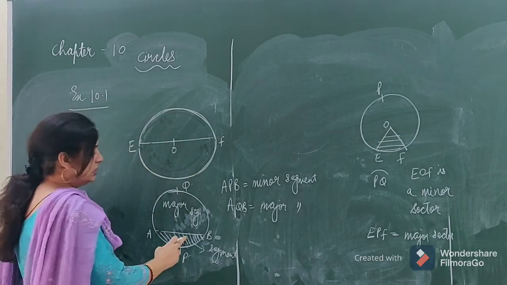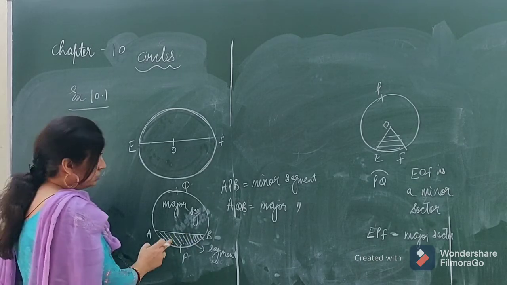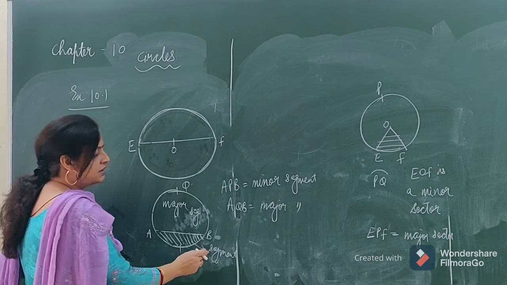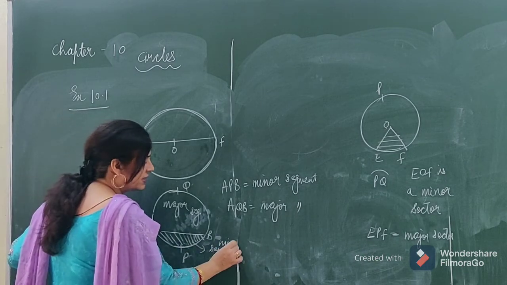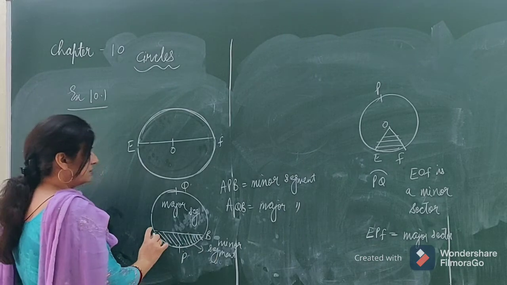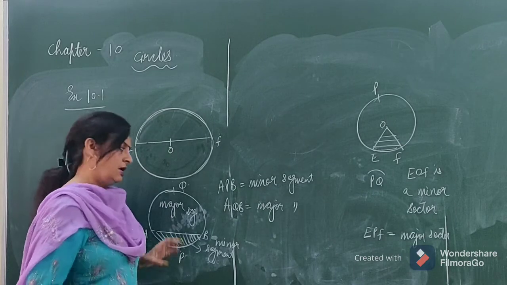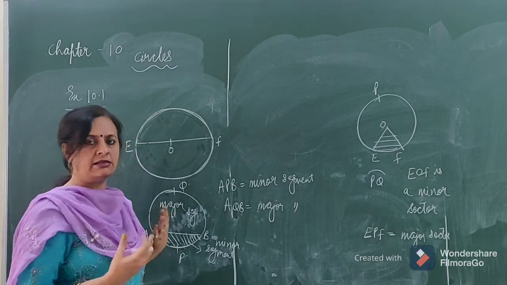The region between the chord and the corresponding arc is known as the segment. This smaller area, APB, is the minor segment, and this AUB is your major segment. This is all about your sector and the segment.